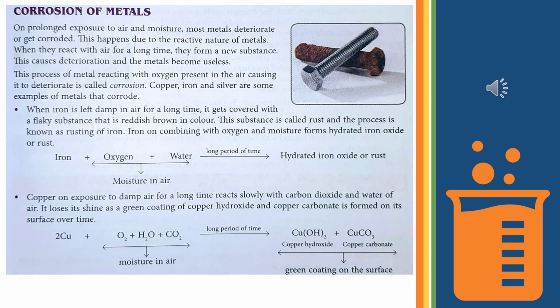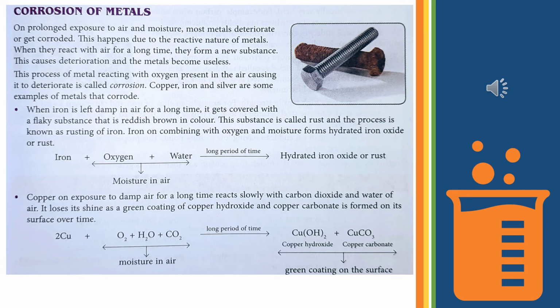When iron is left damp in air for a long time, it gets covered with a flaky substance. Flaky means you can take out flakes from it. आप उसके ऊपर ऐसे layer उतार सकते हैं. You can take out layers from it. That is this word flaky. A flaky substance that is reddish brown in color. This substance is called rust, and the process is known as rusting of iron. This rusting word is only used for iron. Iron, on combining with oxygen and moisture, forms hydrated iron oxide or rust.